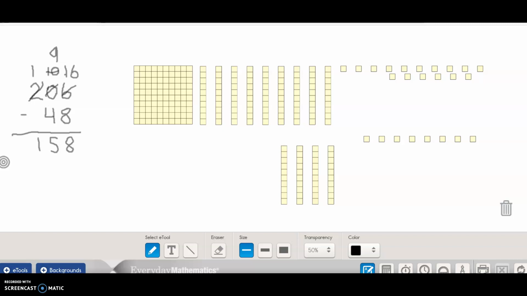Use the virtual blocks when solving homework problems until you can easily subtract using trade first.